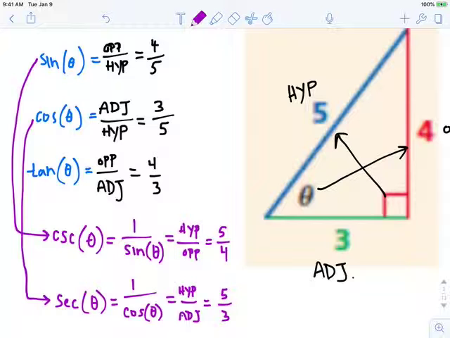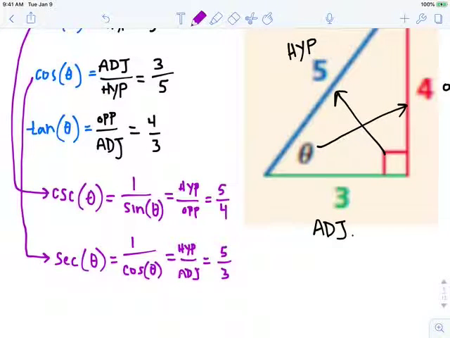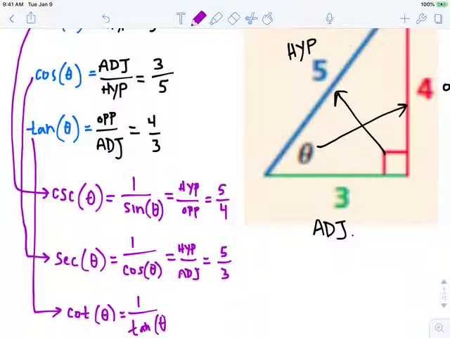Good. Last one, the last new one is cotangent. C-O-T, cotangent of theta is 1 over tangent. Tangent was opposite over adjacent, so cotangent must be, you got it, adjacent over opposite. So for this triangle, that would be 3/4. All right, good with that?